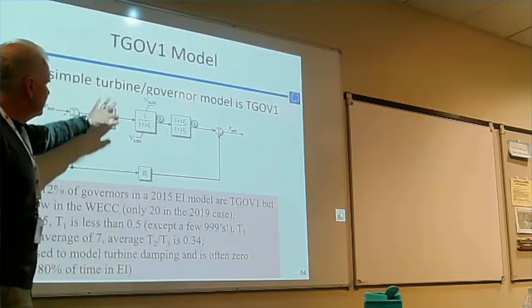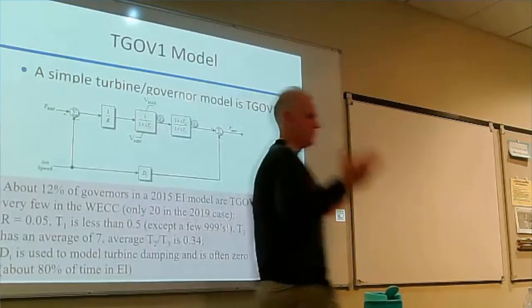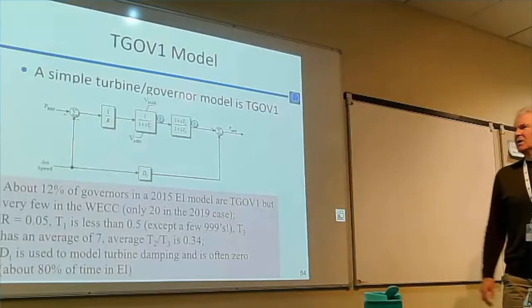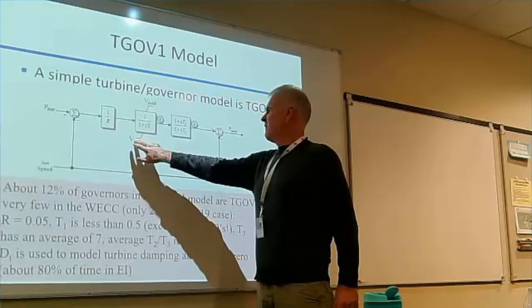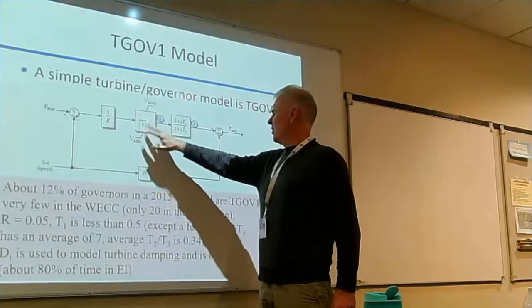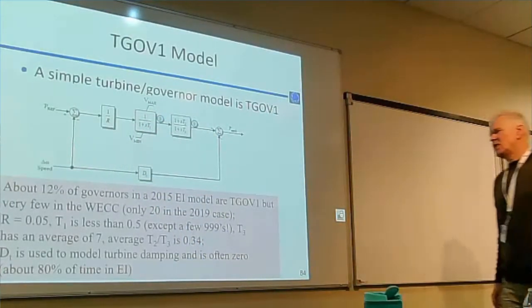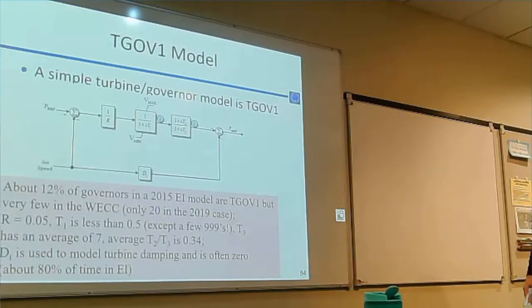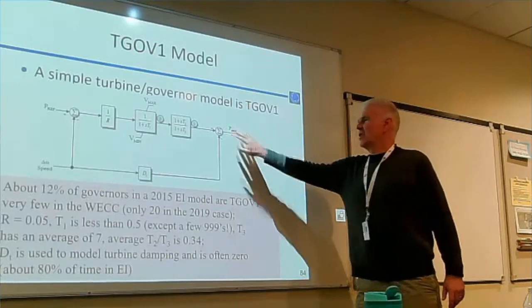Here's our droop constant. This is representing the steam valves on the governor. You've got a maximum valve point, a minimum valve point, some delay there. This is a lead lag that represents things like reheating on the governor. And then you've got the output here.